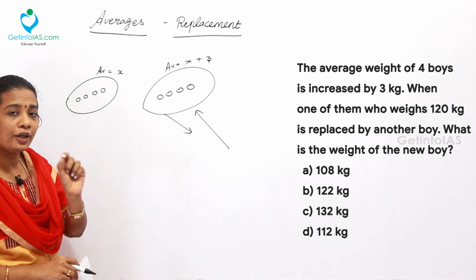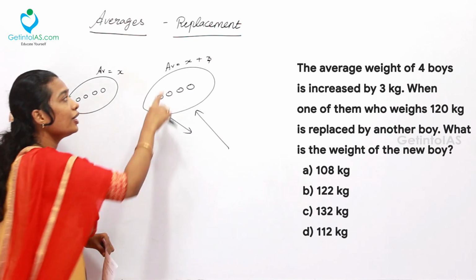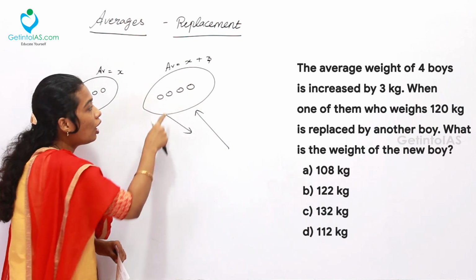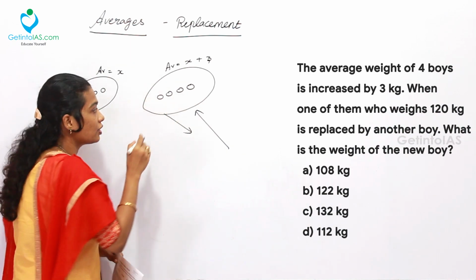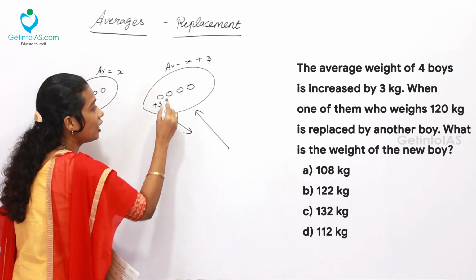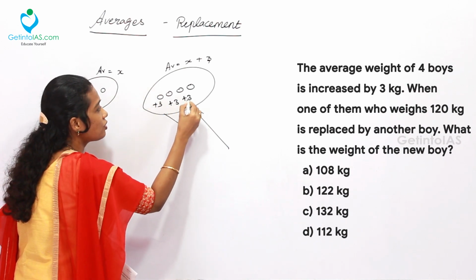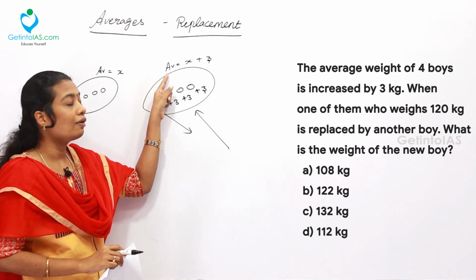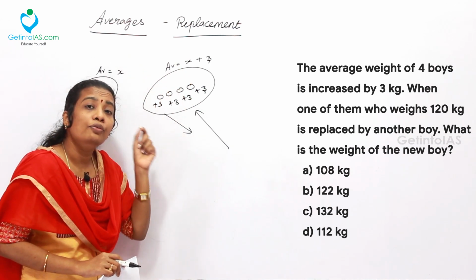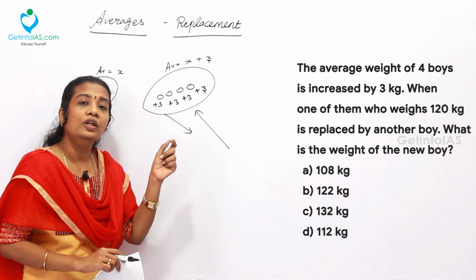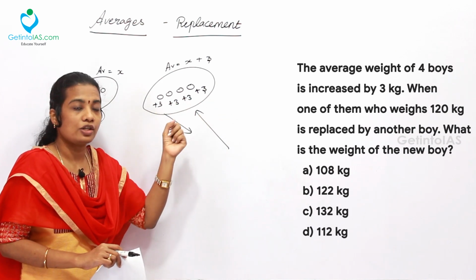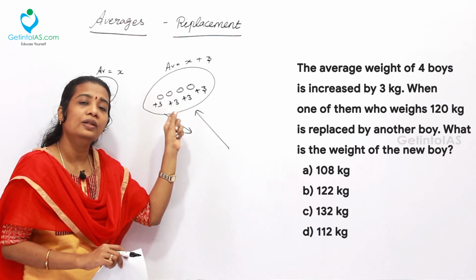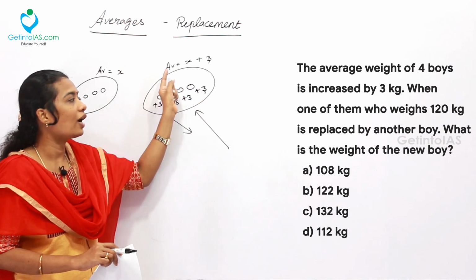Now the point to be noted carefully over here is, average means what? For every person, plus 3 increases. How many persons? 4 persons. For this person plus 3, this person plus 3, this person plus 3. That is the meaning of average. When the average increases, every member of the group gets increased by that weight. Or if the average decreases, every member will get the decreased value. That is the meaning of average.